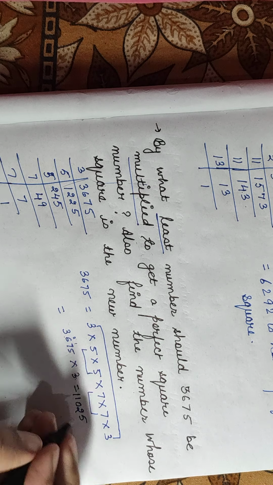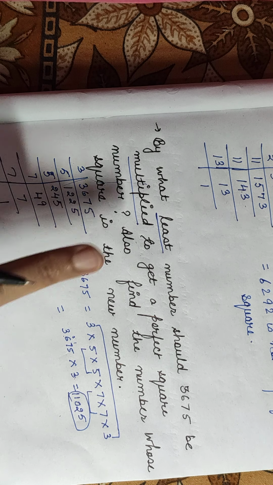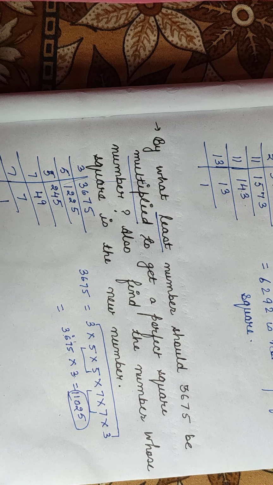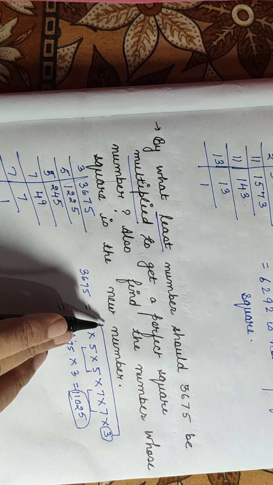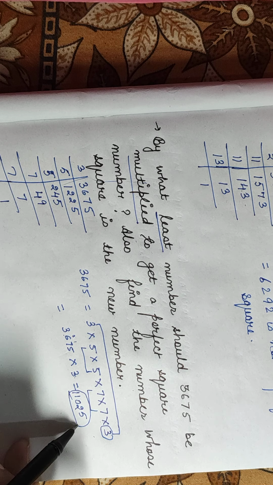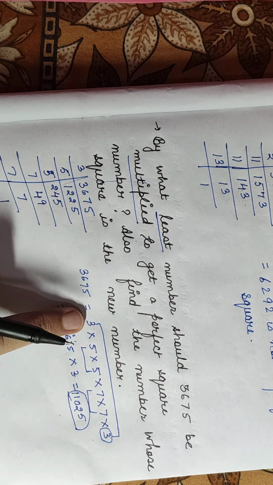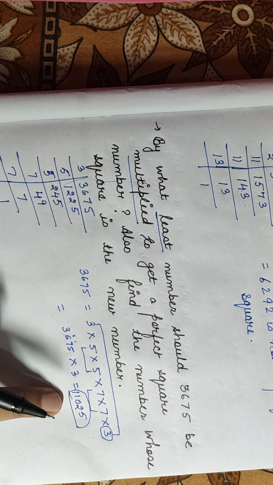So we need to check whether this number is a perfect square or not. Although this is not required, because they are asking by which number we have to multiply. So we have got the answer 3, because here only we are getting the pairs, and if we are getting the pairs, that means that the number is a perfect square. For your concern, you can check. We will get the same factors, because by multiplying 3 only we have got this.